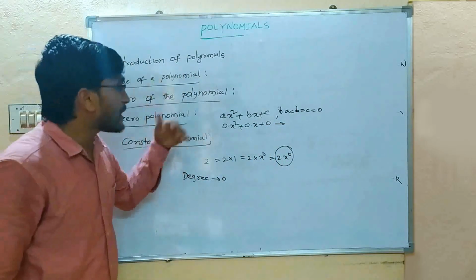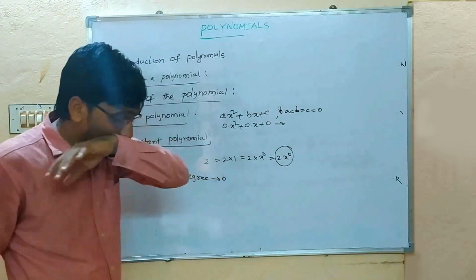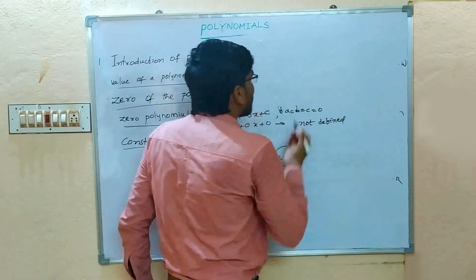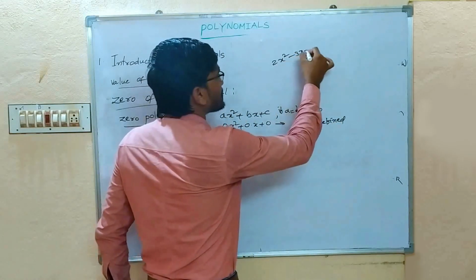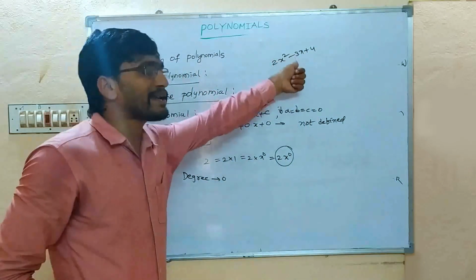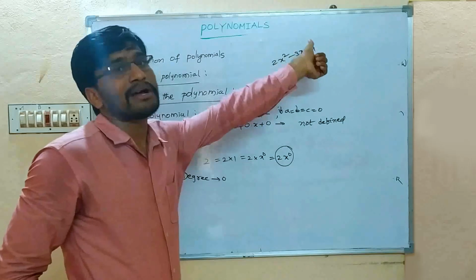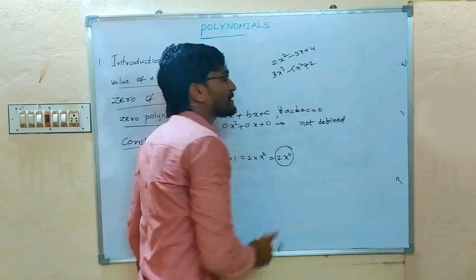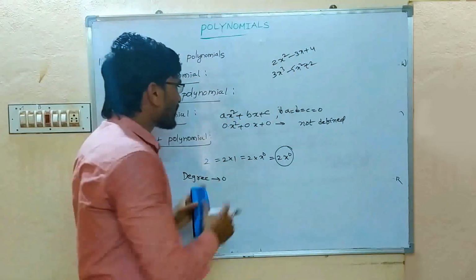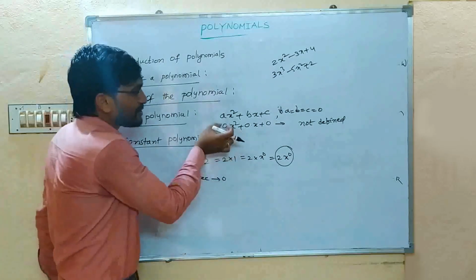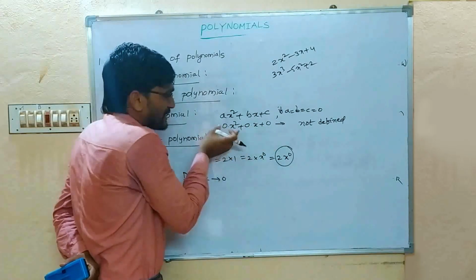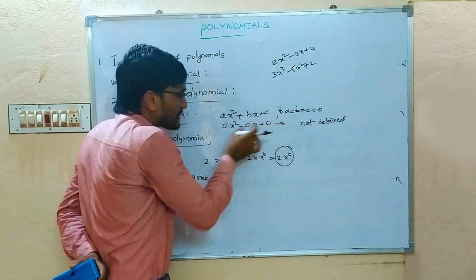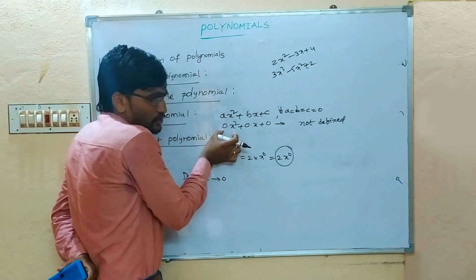Degree of zero polynomial is not defined. How can we say? Suppose I consider 2x square minus 3x plus 4. Everyone can say the highest power is 2, so the degree of the polynomial is 2. I consider 3x cube minus 5x square plus 2. Here the degree of the polynomial is 3. Here, what is the degree of the polynomial? If you observe, all the coefficients are zeros. We can't say the degree is 2, the degree is 1, the degree is 0 like that.